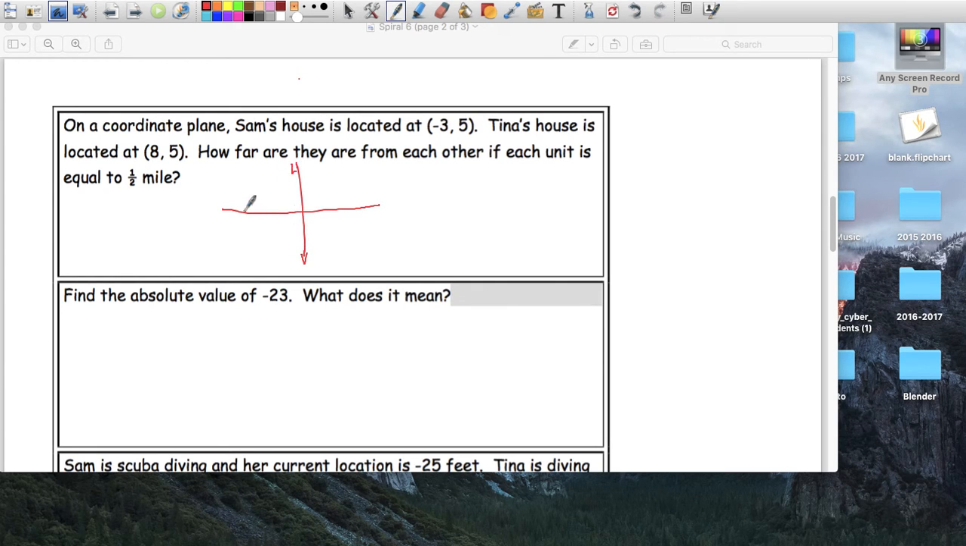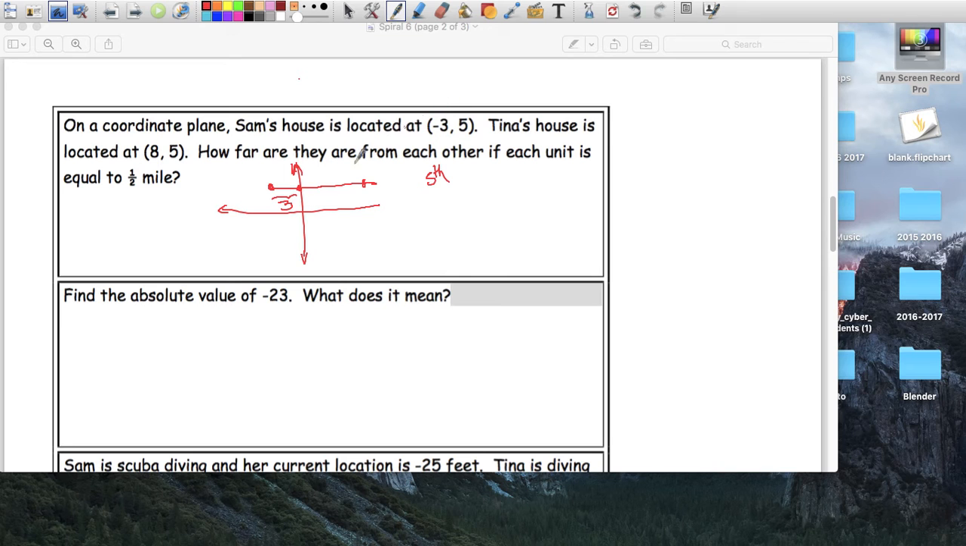Okay, I know that Sam's house is located at -3 and 5. -3 and 5 would be a little bit this way and up. And 8 and 5, Tina's house, is all the way up here and also 5. So you notice they're both on the 5th floor. Okay, they're lined up here. They're both on the 5th floor. So one is on one side of the y-axis and the other one's on the other side of the y-axis. So I know just by looking at my number that Sam's house, this here, is 3.